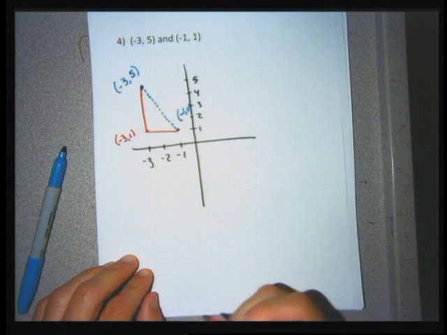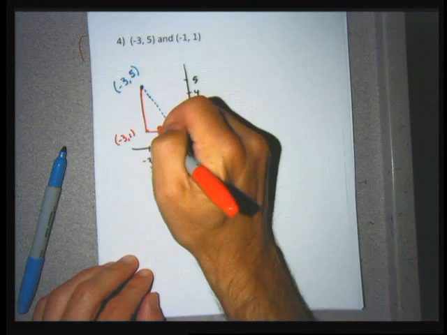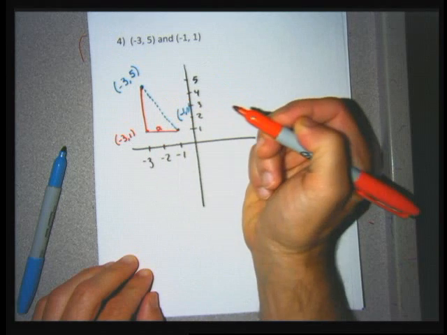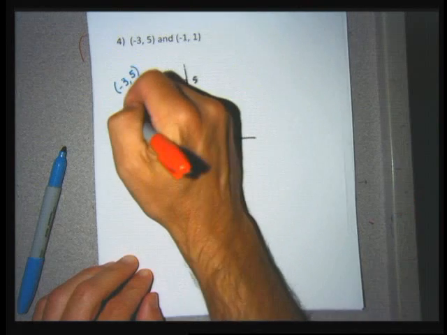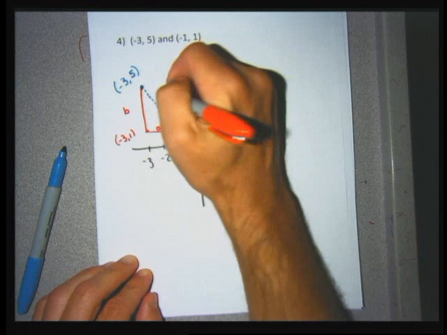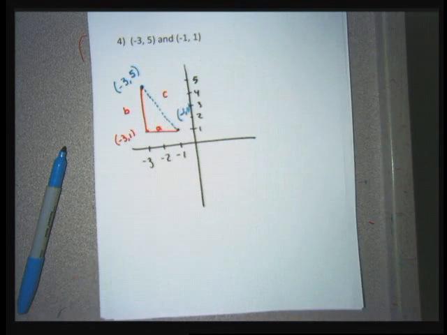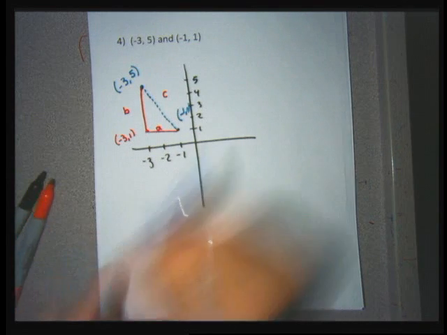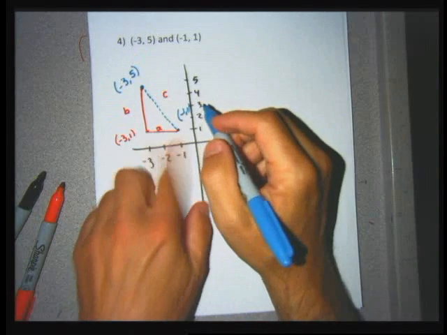I'm going to call the sides letters. The first side that's parallel to the x-axis I'm going to call A. The side parallel to the y-axis I'm going to call B. And the length that I'm searching for I'm going to call C. To figure out what A is, the A is the distance of this line segment.